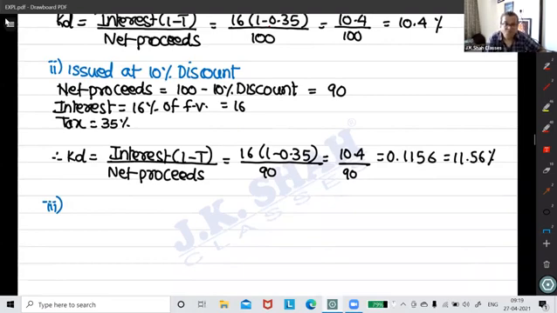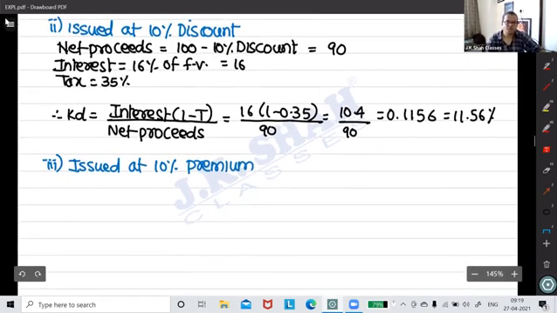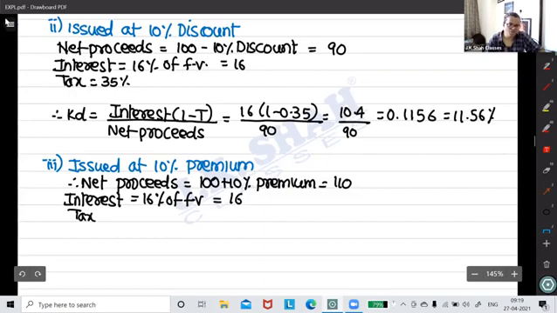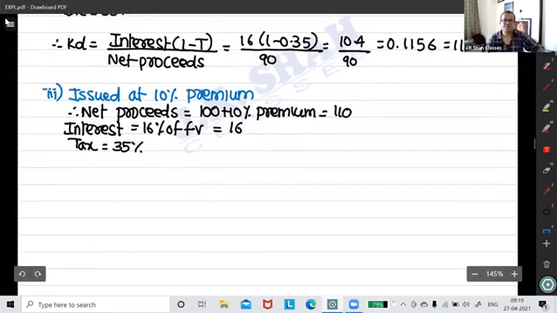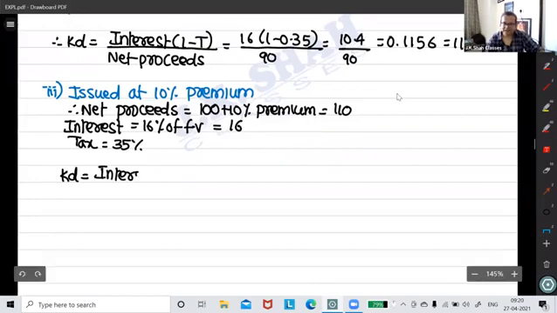What is the next option? Issued at 10% premium. So what will happen? Net proceeds will be 100 plus 10% premium, 110. See, whatever might be the net proceeds, interest is not going to change. It is going to remain 16% of face value. That is 16 only. And tax also continues to remain the same. How will we calculate KD? KD is interest into 1 minus T upon what?